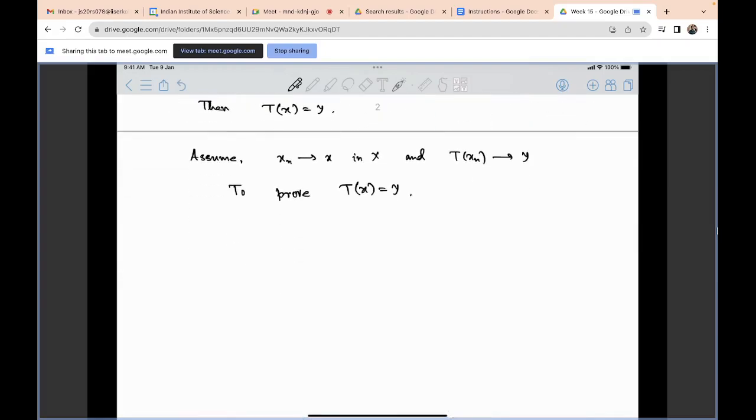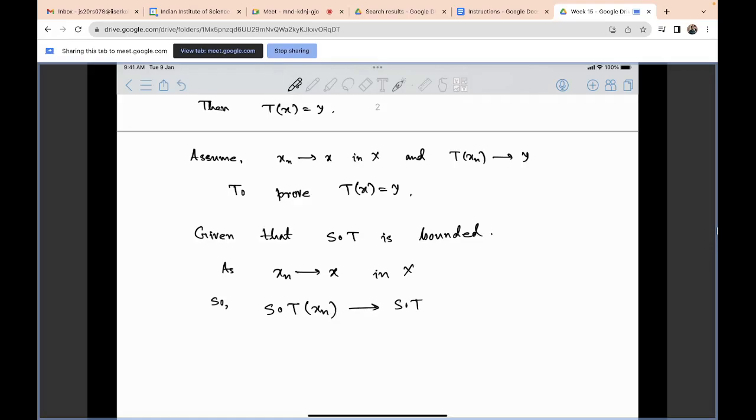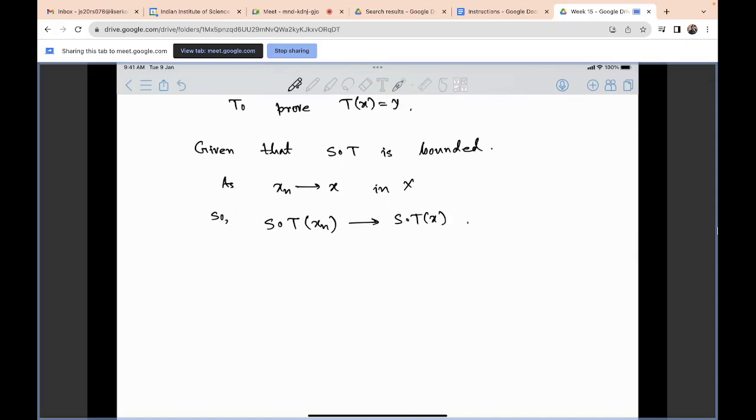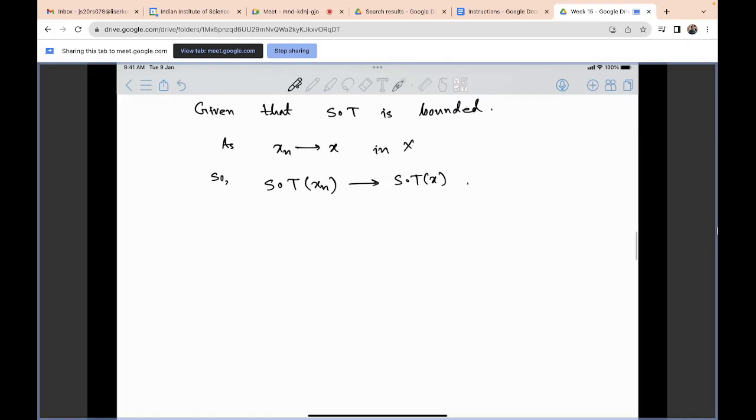So now, given that S compose T is bounded. So here bounded means continuous, right? As xn, and this S compose T is a map from X to Z. As xn converges to x in X, so by the continuity, S compose T of xn converges to S compose T of x, right? So this is just the continuity: S compose T is bounded, so it is continuous. So S compose T of xn will converge to S compose T of x.